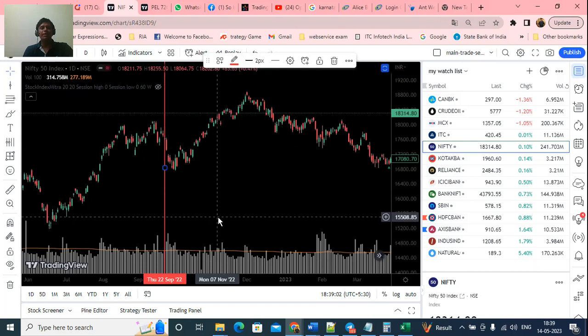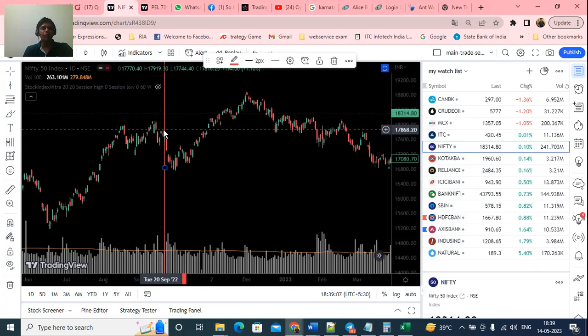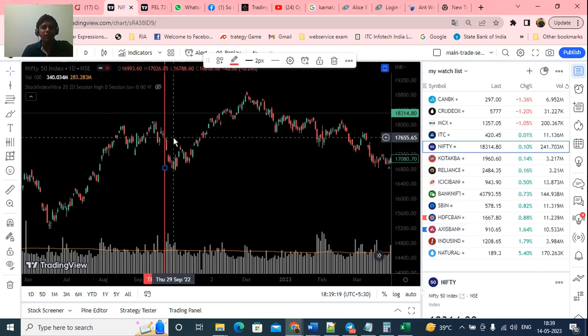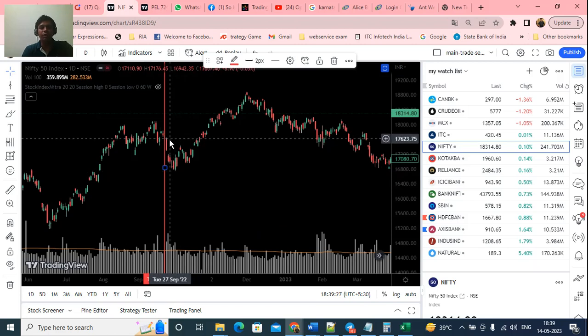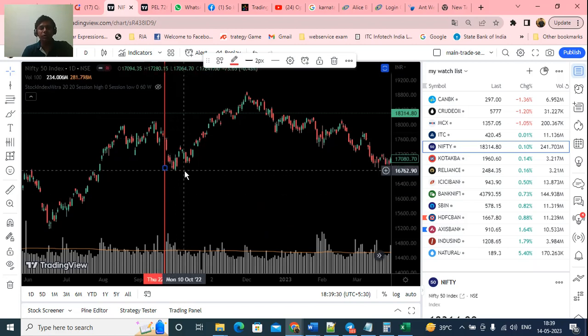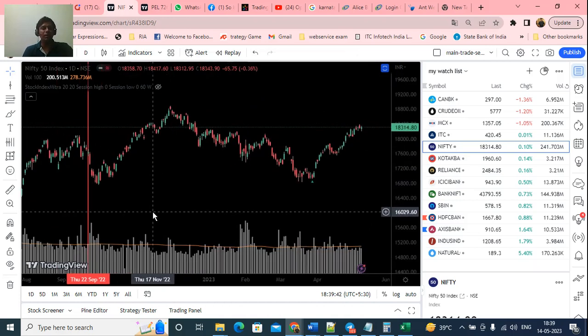Fine. So from here you see that whatever the uptrend or pullback was there, that pullback got cancelled with this fall, and superbly we have fallen almost from 17,650 to 16,700. Almost how many points? It's almost 900 or 800 points fall that happened in the Nifty. This is a super fall.